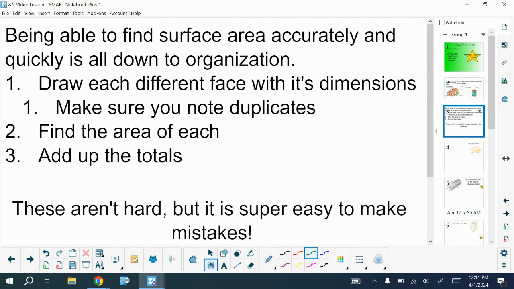So when we're finding surface area, one thing I really want everybody to kind of be aware of is that they're not hard problems. What they are is long problems that are easy to make little mistakes on. And so your organization is kind of the key here. When you're doing these, I want you to draw each of the different faces. Make sure you're talking about if it has duplicates. So if there's 2 bases, note that. If all 5 rectangles are the same, make a note of that. And make sure you include the measurements, the length, the width, the height, the apothem, whatever you need. Then just find the area of each one and add up the totals. Make sure you are showing your work, though. It is so easy to make mistakes on these problems if we're not being careful and showing everything.